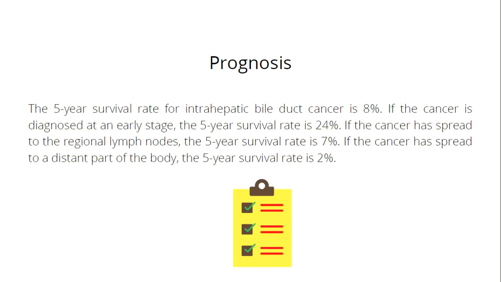The prognosis. The 5-year survival rate for intrahepatic bile duct cancer is 8%. If the cancer is diagnosed at an early stage, the 5-year survival rate is 24%. If the cancer has spread to the regional lymph nodes, the 5-year survival rate is 7%. And if it has spread to the distant parts of the body, it could lead to 2%.